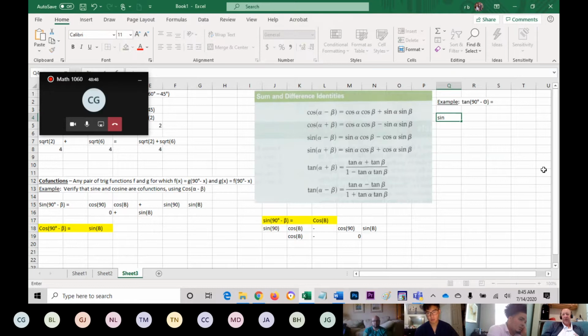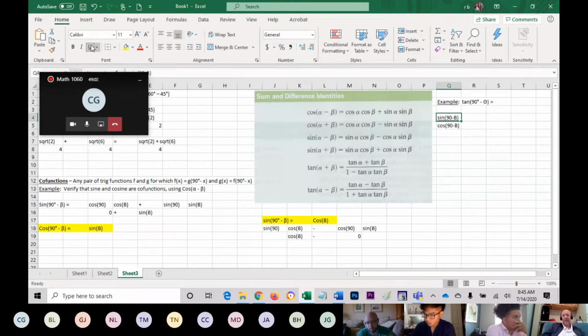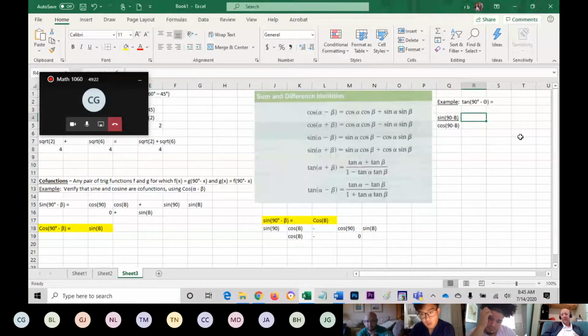This time, let's write it as the sine of 90 minus beta over the cosine of 90 minus beta. We know that the tangent is the sine over the cosine, right? Yeah. Okay. Now, let's use one of these again. So we don't want to use that one because that didn't help us out. So which one of these would we use? So we would use the third one. Third one, okay.